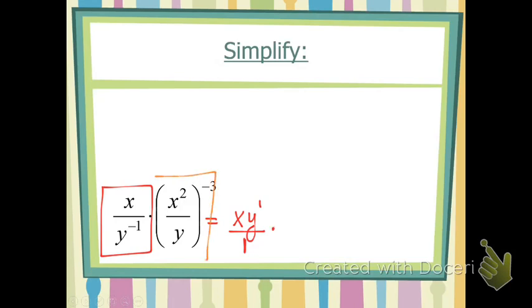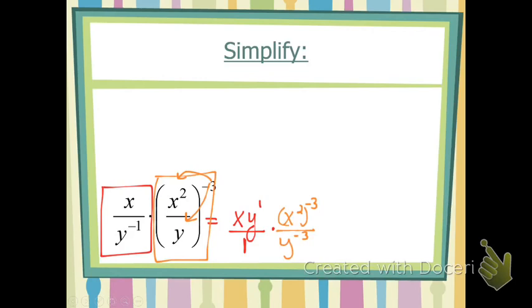Now I'm going to move on to my second fraction, where I've got a quantity raised to the negative 3rd power. This is like the power of a quotient property, where it reminds me of distributing. Both the numerator and the denominator are going to get that exponent. So the numerator becomes x squared raised to the negative 3, and the denominator becomes y raised to the negative 3.